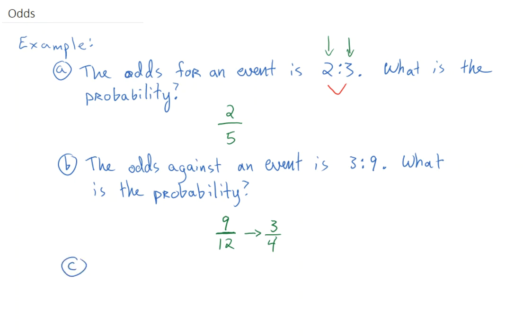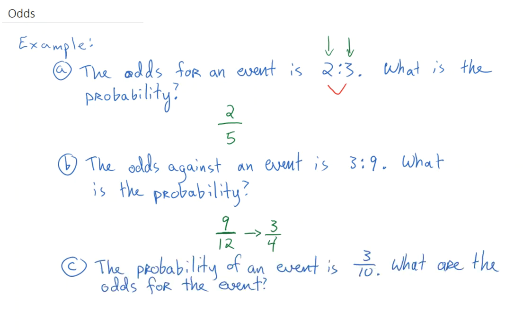All right, let's look at one more way of doing this. We'll start with probability and we'll go to odds for. All right, the probability that an event occurs is 3/10. What are the odds for the event? Now for odds, and this is odds for, the first number is the number of ways of getting what we want, which corresponds to the top number in probability.